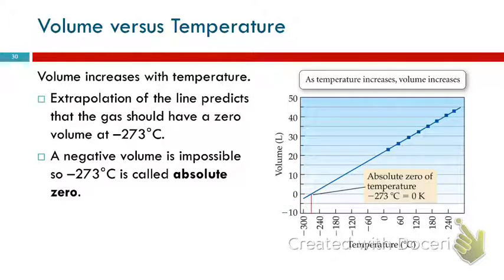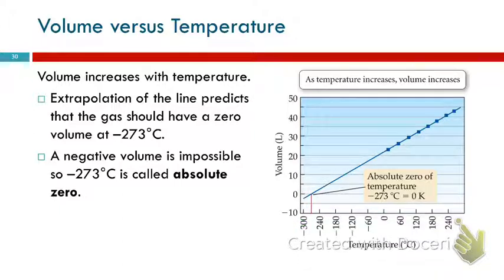Now, is it actually possible for a gas to have zero volume? No, it isn't. You take a gas and you can compress it and compress it and compress it. Eventually, though, those molecules are going to get touchingly close, and it is going to have a finite volume. But this line predicts that it could go to zero. The temperature at which the volume is predicted to be zero is called absolute zero.